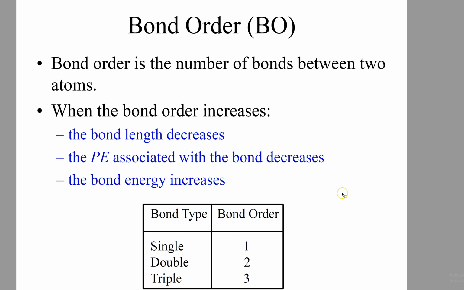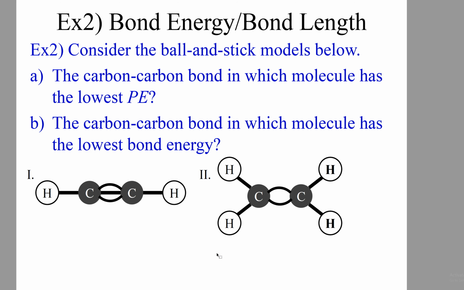All right, so if we take a look at bond orders, we're taking a look at the number of bonds between the atoms. So when the bond order increases, the bond length will decrease, and the PE associated will also decrease, and the bond energy increases. So if we take a look at the bond order for triples, doubles, and singles, it's a 3, 2, and 1. We're definitely going to have more energy and a shorter distance between those two.